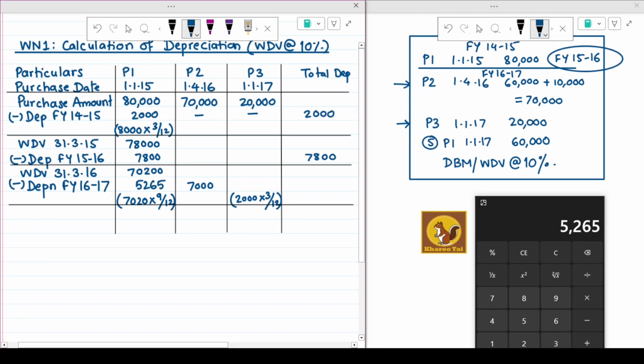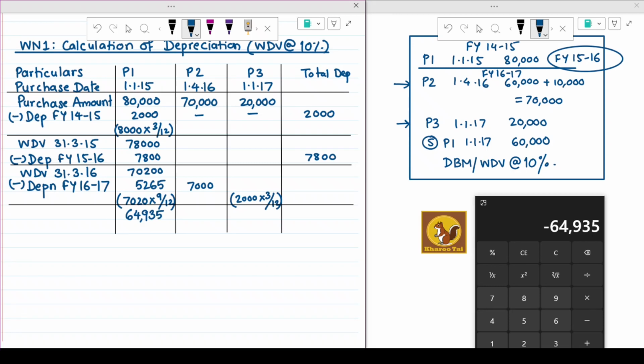5265 for plant 1, and 5265 is reduced from 70,200, that will give us 64,935. This is the first asset.